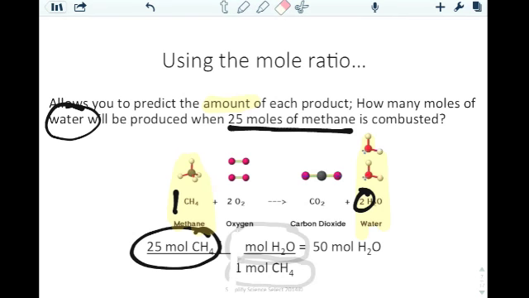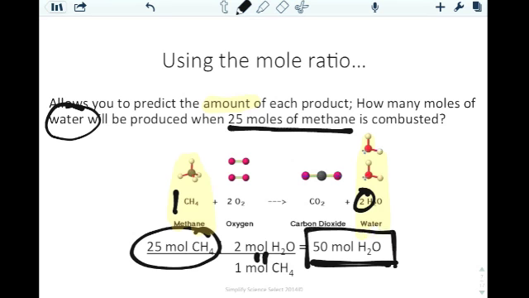Okay, so it's that dimensional analysis set up for us again. We see that they equal each other, and so we just go 25 times 2 is 50, divided by 1 is just 50. So we know that 25 moles of methane will produce 50 moles of water.